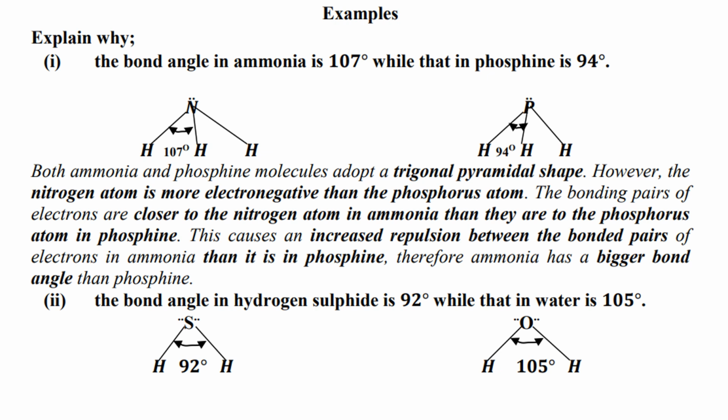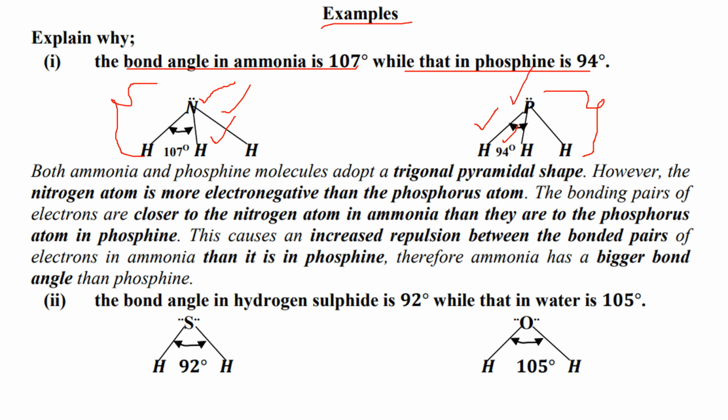Now diving into the examples under that, we are going to be explaining the following. Roman number 1, explain why the bond angle in ammonia is 107 degrees while that in phosphine is 94 degrees. If you look at such questions, when you do the structures first, you always notice that they have the same structures. Ammonia has a trigonal pyramidal structure, and phosphine also has a trigonal pyramidal structure. But in phosphine, the bond angle is 94, and in ammonia, the bond angle is 107. The explanation is the difference in electronegativities of the central atoms.